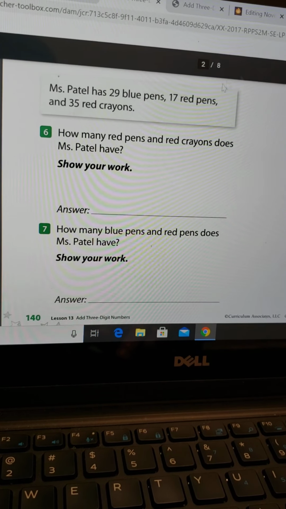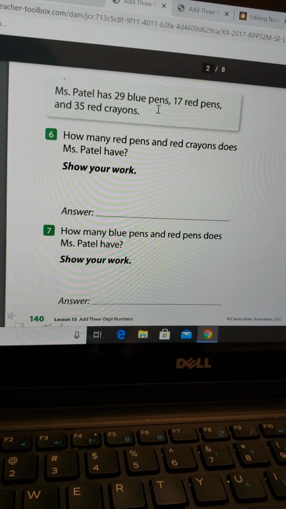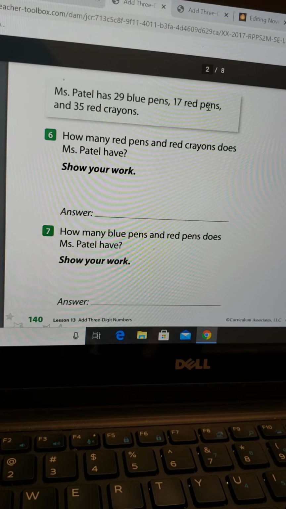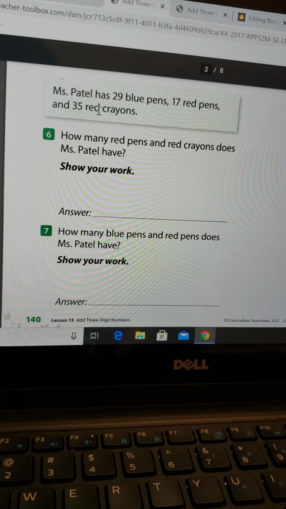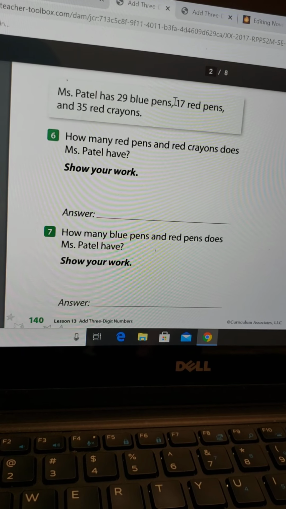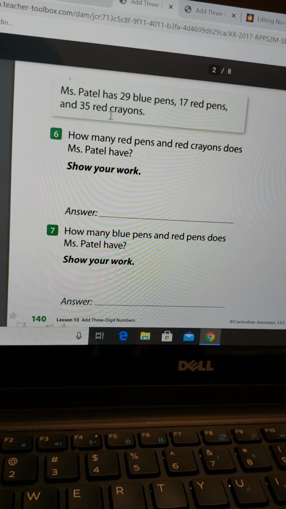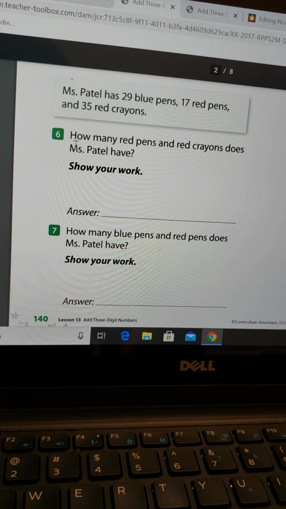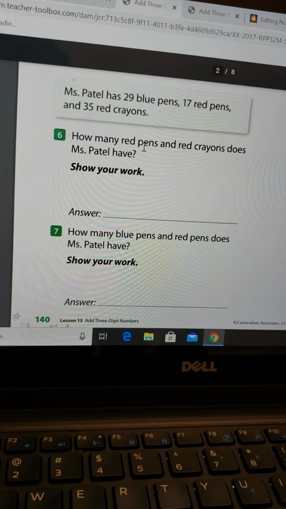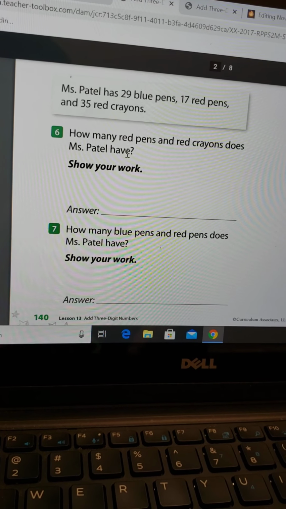It says Miss Patel has 29 blue pens, 17 red pens, and 35 red crayons. Okay, so I have 2 different red things. Here I have red pens. Here I have red crayons, and that's going to be important. Number 6 says how many red pens and red crayons does Miss Patel have?